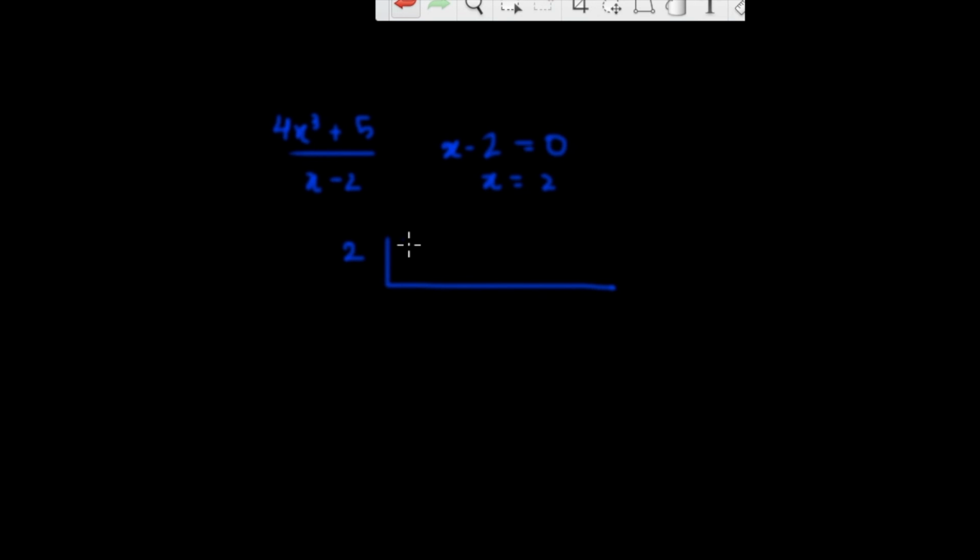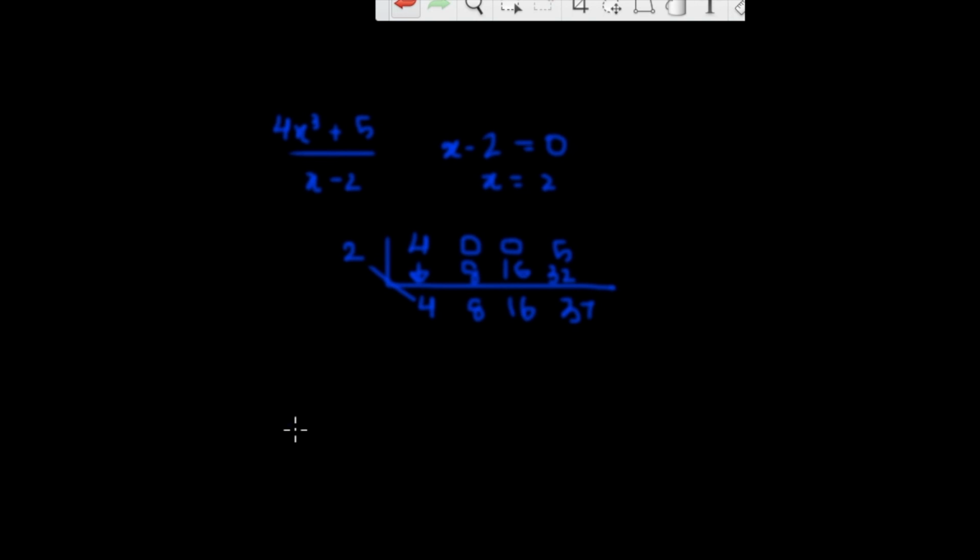And now as you can see, the dividend doesn't actually have a value for x squared and x, so that means you just need to assume that it's 0. So it would just be 4, 0, 0, 5. And so then you take that down, and that would be 4. Then you multiply 2 times 4, so that will give you 8. Then you take the 8 down. Then you multiply 2 and 8, and that will give you 16. You take the 16 down. And then you multiply the 2 with the 16 to get 32, and that will give you 37.